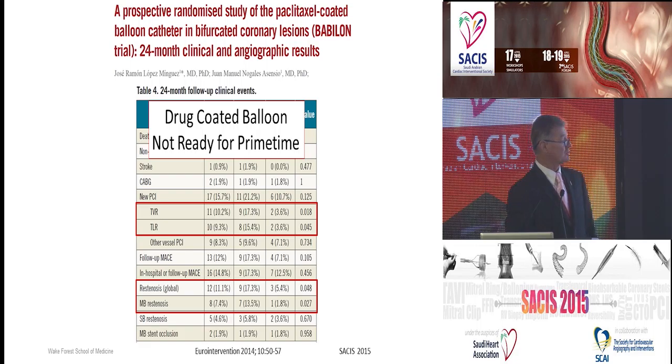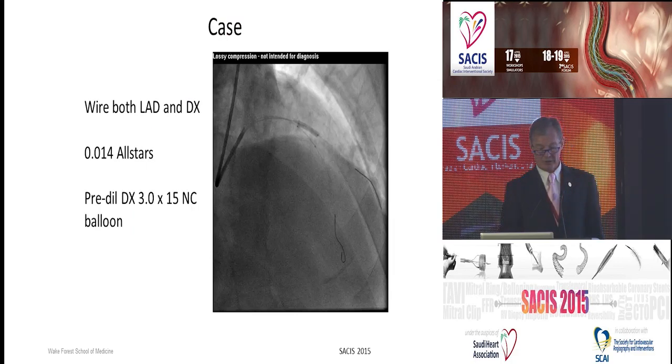So this is a clinical trial that was published last month, which is the Babylon trial, looking at the use of a drug-eluting balloon versus provisional stenting. And unfortunately, as you can see here, whether or not you look at TVR or TLR, all of the rates were higher in the drug-eluting balloon sidearm. So I think at this point in time, we'd have to say the drug-coated balloon is not ready for prime time. So let's go back to our case.